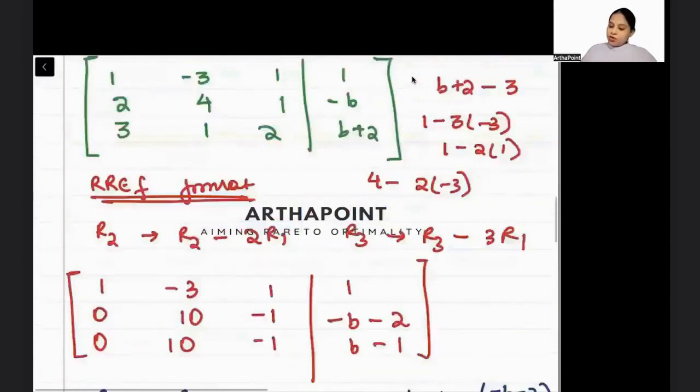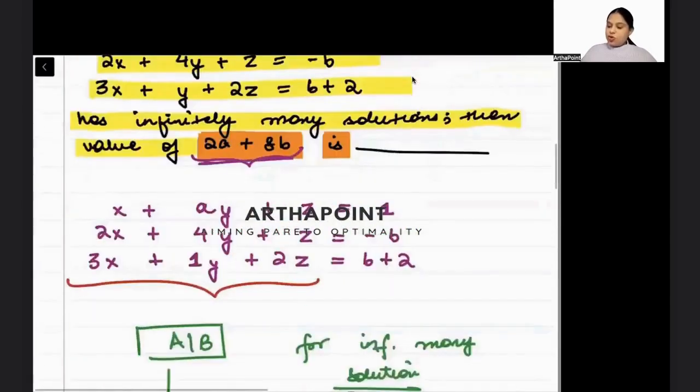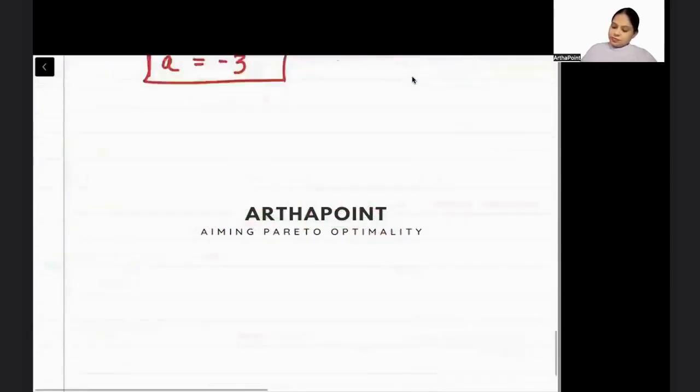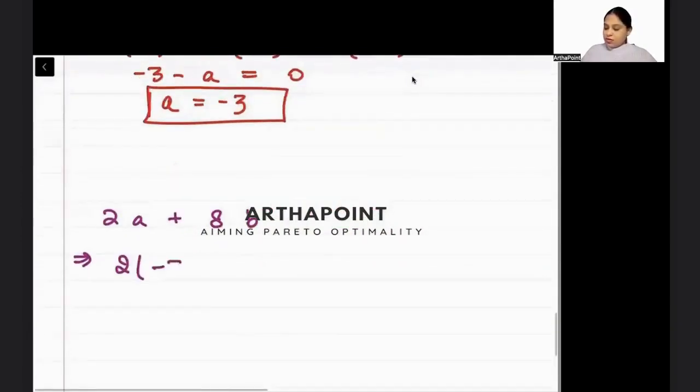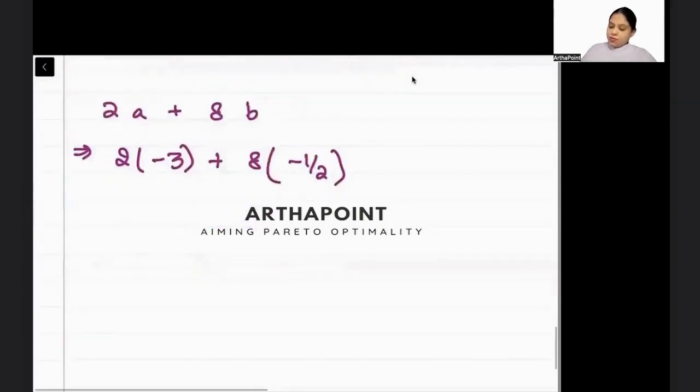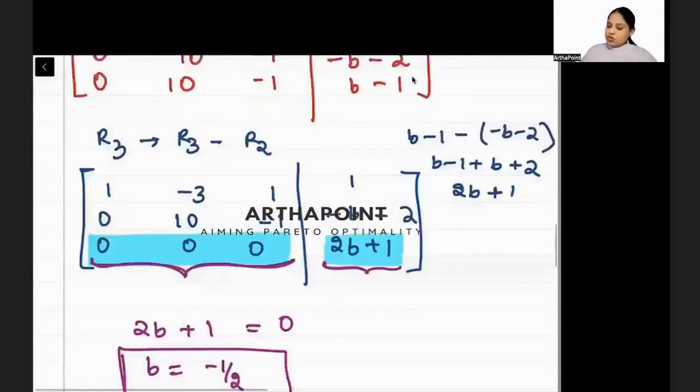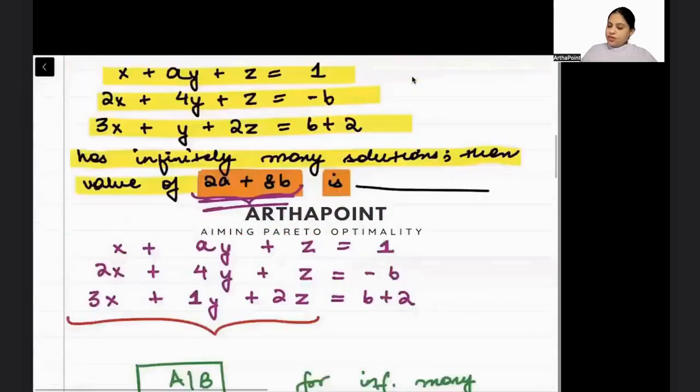ठीक है बेटा, what is the question asking? What we have to find out? 2a plus 8b. 2a plus 8b is minus 6 minus 4, which is minus 10. So the correct answer to this question will be minus 10. Is this clear beta? Okay beta, thank you.